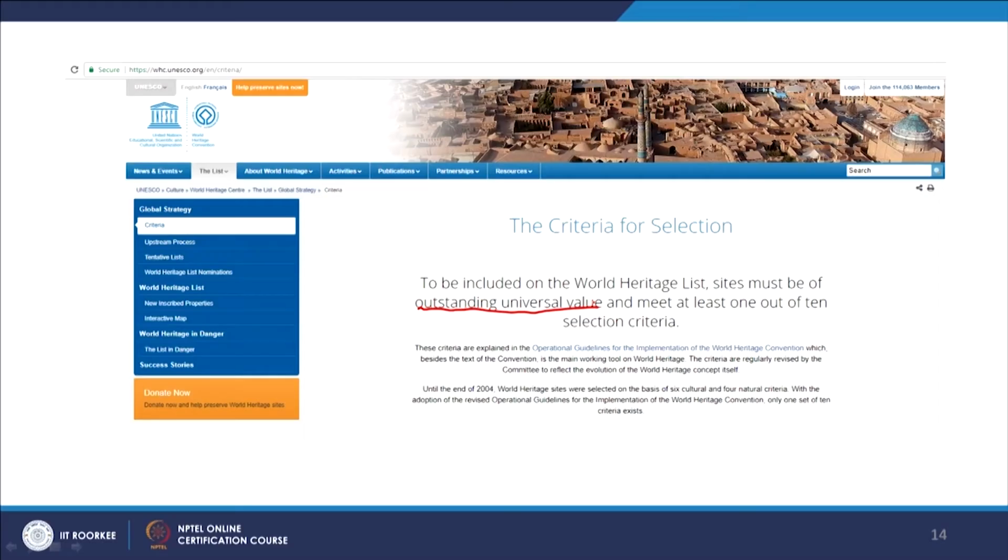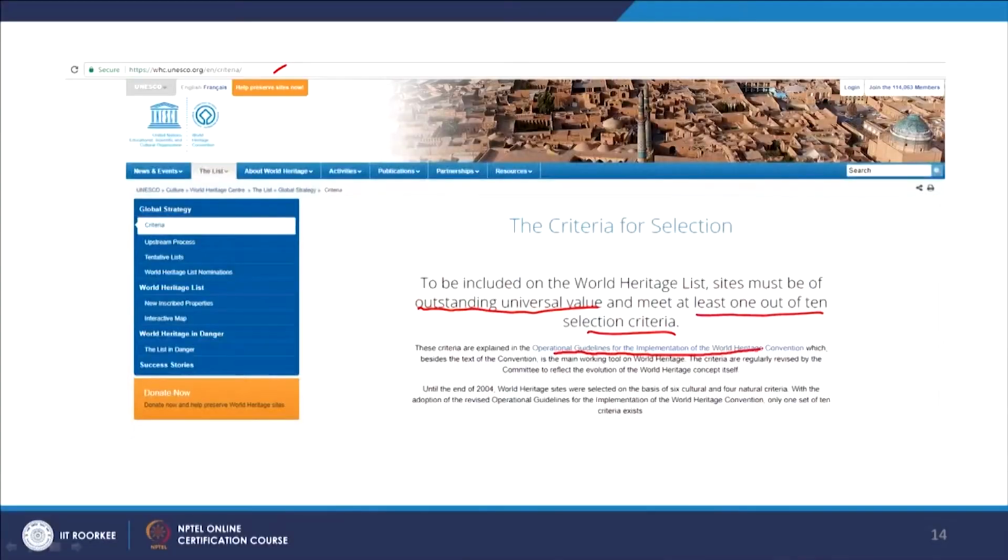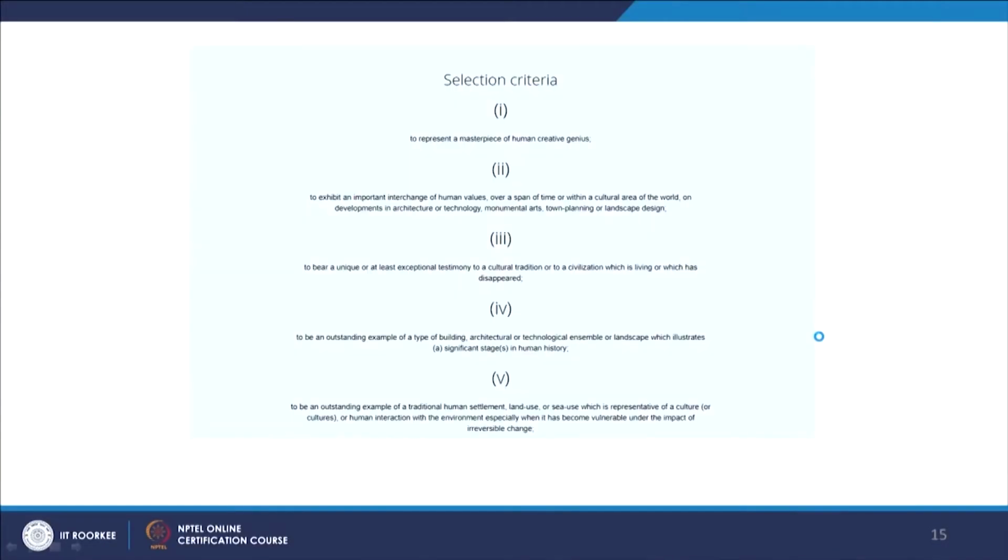So in order to be included on the World Heritage List, the sites must be of outstanding universal value. So that is one of the important things. It's not that my building or your building, it has to possess that outstanding universal value and meet at least 1 out of 10 selection criteria. I'm giving you a website name, if one can actually go through it and look at it. These criteria have also been laid out in certain operational guidelines for the implementation of the World Heritage Convention. So I'll just brief out the criteria.